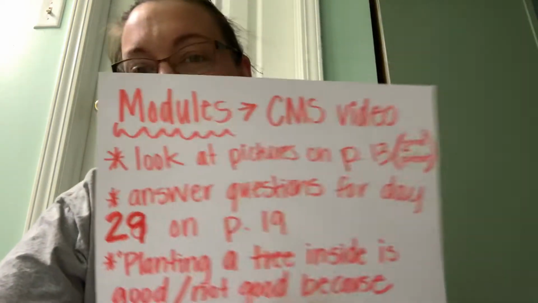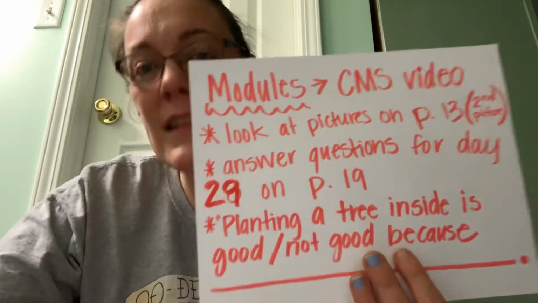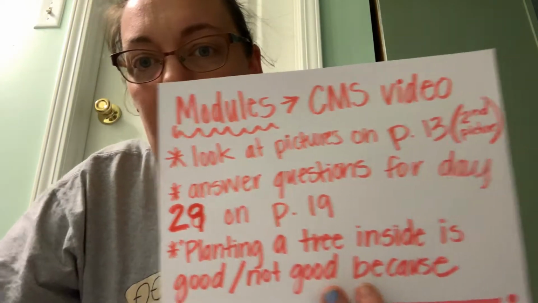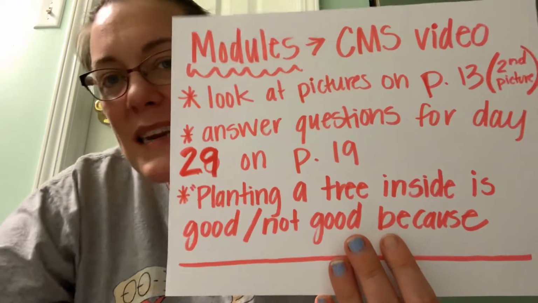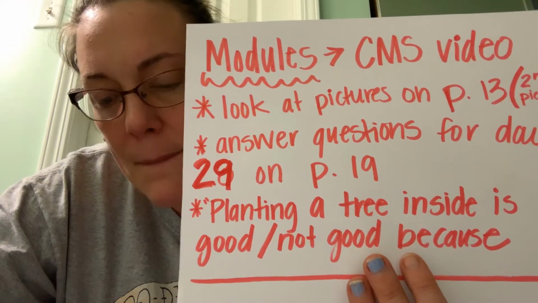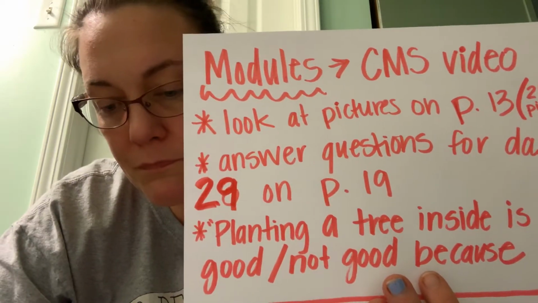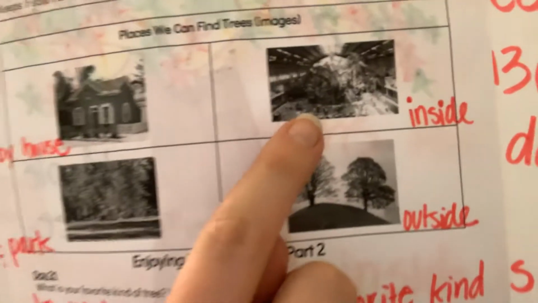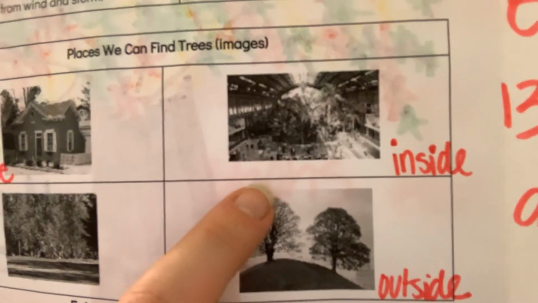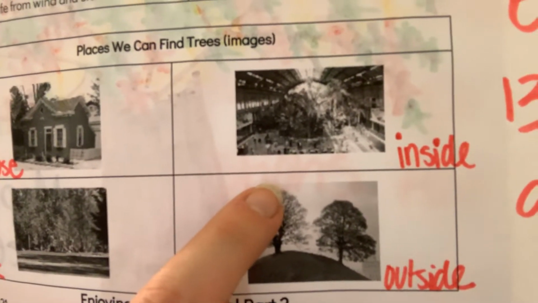For module block, friends, we do have the video in the description box. We're also going to be looking at pictures like we did yesterday. We're going to be looking at the second picture with places we can find trees. So if you look at the second one here, it's kind of hard to see, but we're inside a mall and there's trees in this mall.